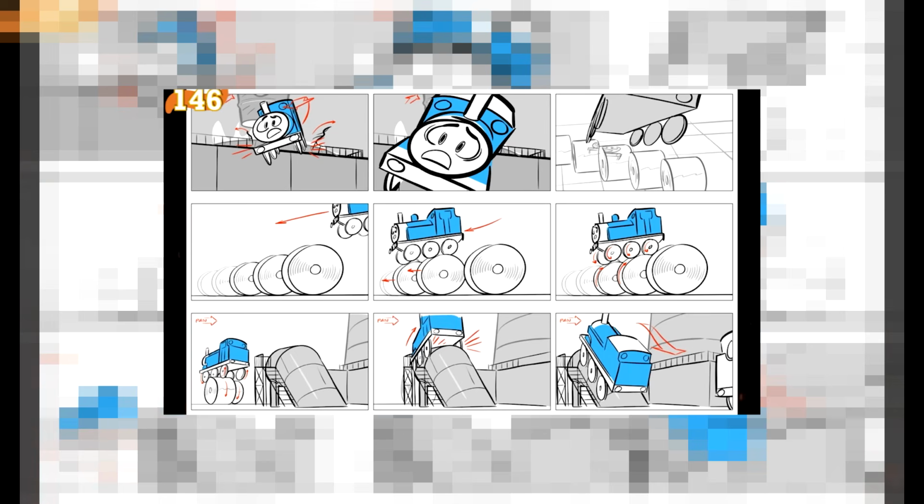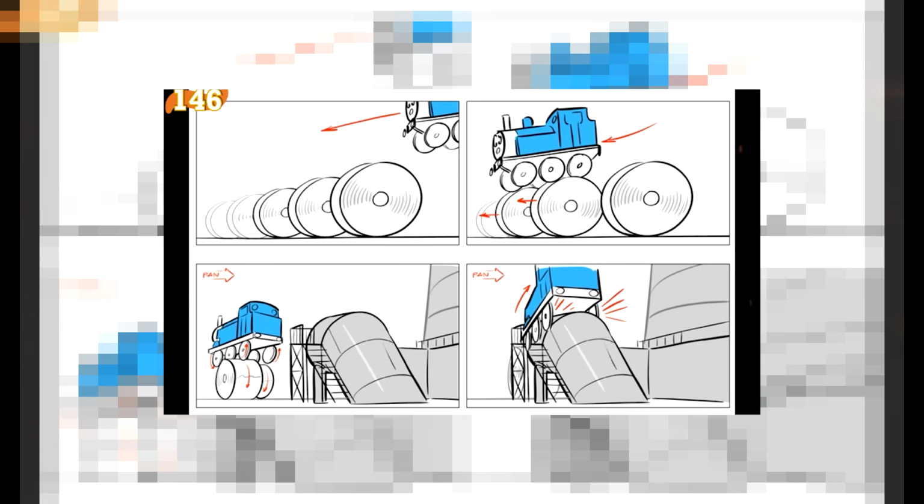Now, to be fair, it could have been a lot worse, as the storyboards show. Also, these round things that Thomas is on in the storyboards are actual wraps of steel. Good on them, I guess.